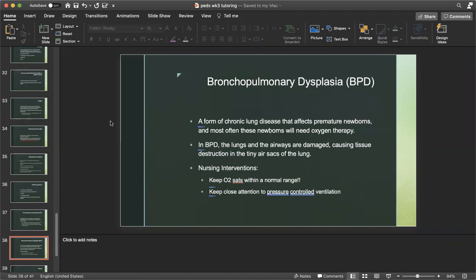So BPD, or bronchopulmonary dysplasia, is a form of chronic lung disease that affects premature newborns, and most often these newborns will need oxygen therapy. In BPD, the lungs and the airways are damaged, causing tissue destruction in the tiny air sacs of the lung. The biggest thing you need to remember for BPD is to keep the O2 stats within normal range for however old they are, and keep close attention to pressure controlled ventilation. Just know a general idea of what it is, and what you need to be doing as the nurse if you know your infant has BPD.